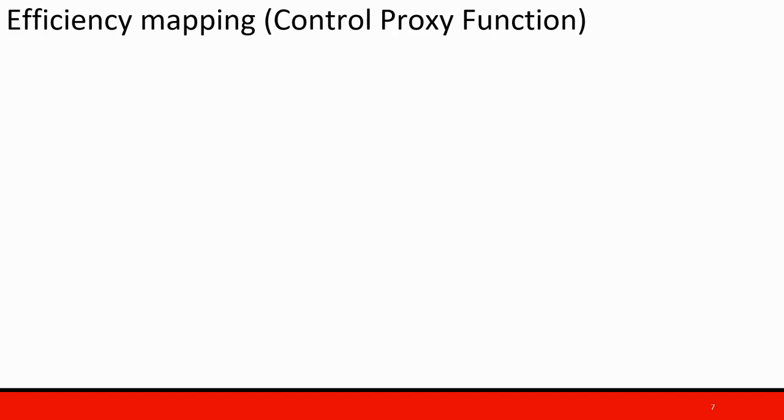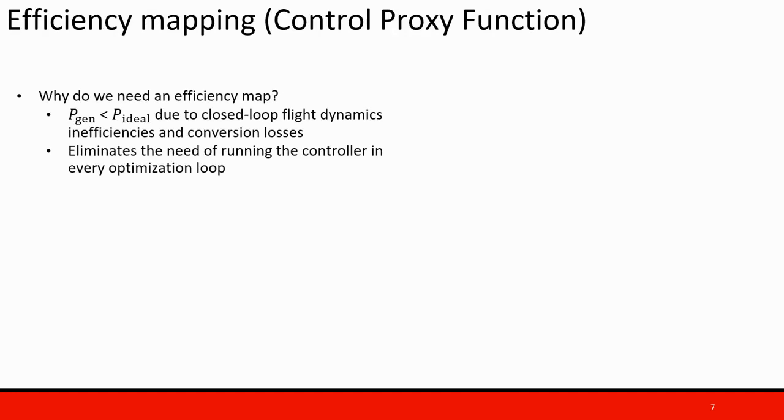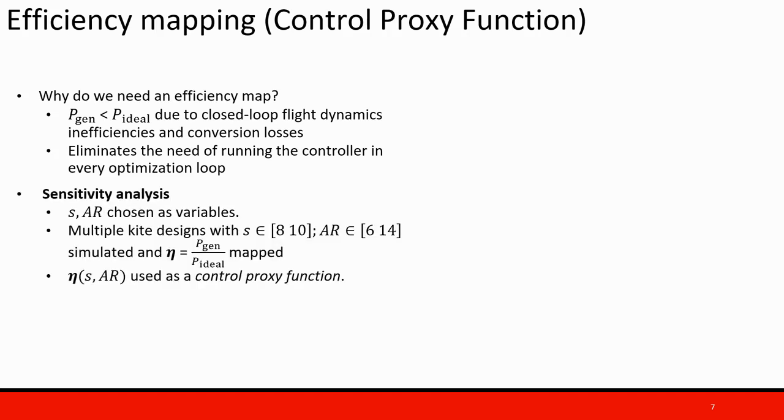Knowledge of the flight efficiencies is important to accurately estimate the generated power. So why do we need a flight efficiency map? We've already seen that the ideal power is greater than the actual generated power due to closed loop flight dynamic inefficiencies and conversion losses. Having an efficiency map eliminates the need of running the controller in every optimization loop.